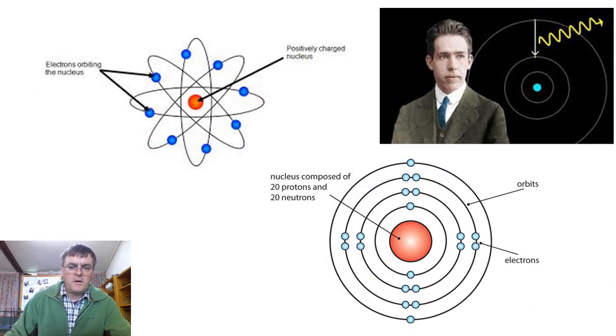Okay, so that's electron configuration, where electrons are around the nucleus of an atom, and I hope that was helpful.